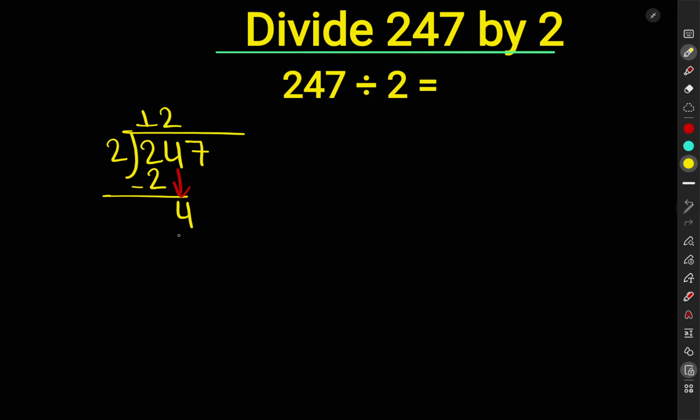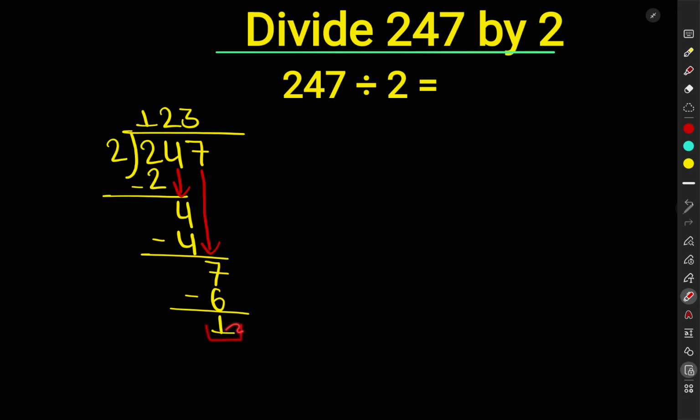So 2 times 2 means 4. On subtracting we get 0. So now again we put down the number beside this, 7, and we remove this 0. So 2 times 3 means 6. On subtracting we get 1.